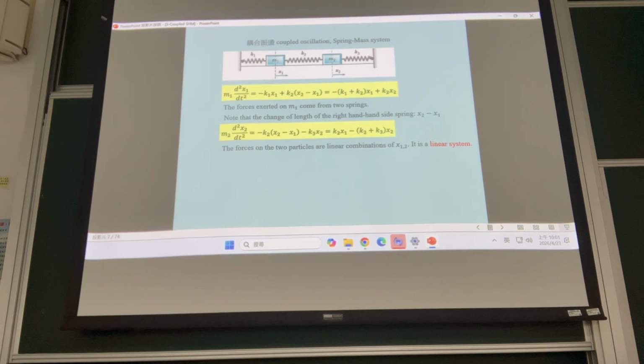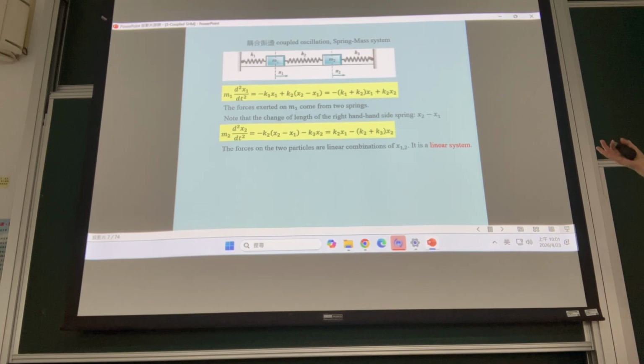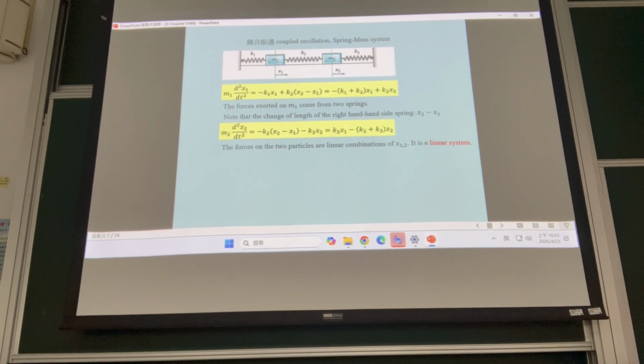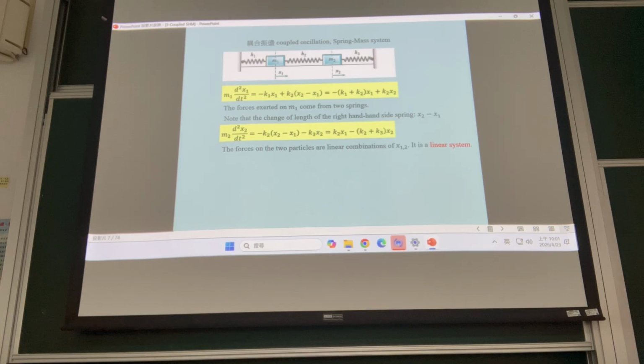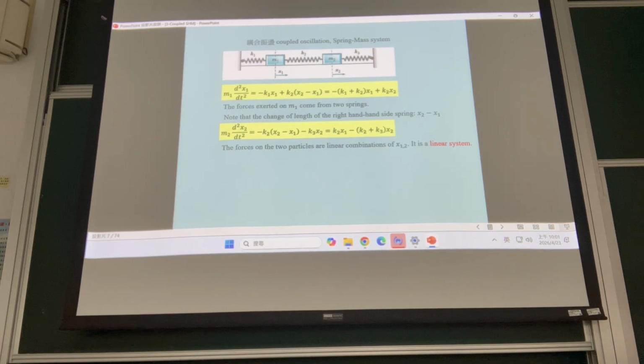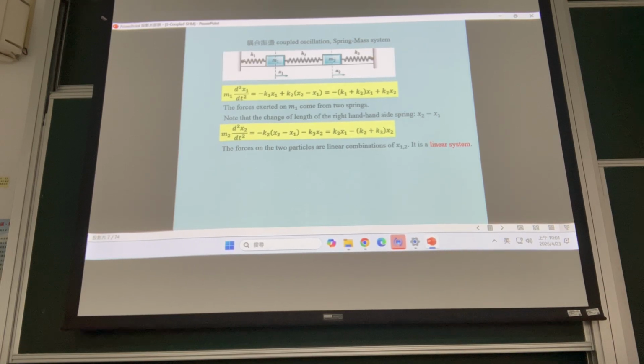So what you learn from this very, very simple and maybe unrealistic example actually could be applied to almost all branches of physics because nature is linear. Nature is linear.